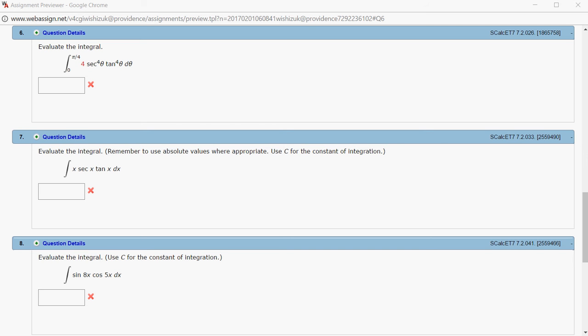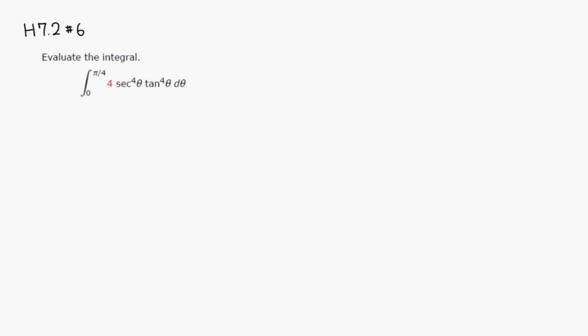Alright, let's look at homework 7.2, problem number 6. Let's evaluate this integral.